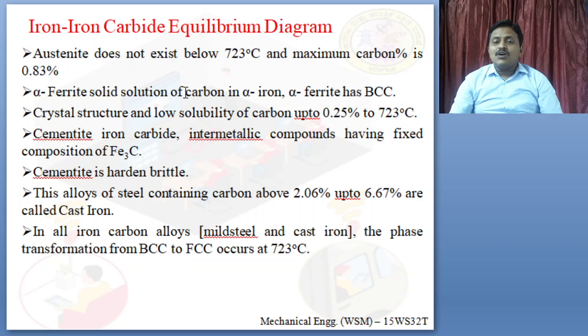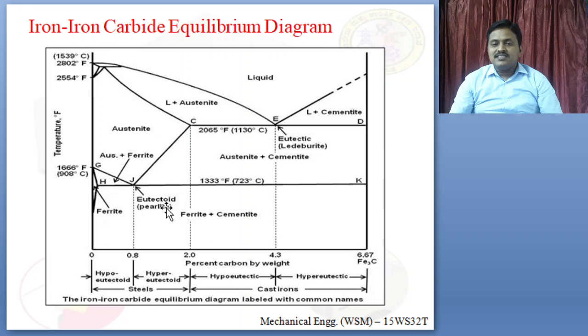Alpha ferrite is a solid solution of delta iron. Delta ferrite has a BCC structure, as I said. Above this, it is an FCC structure. When you heat, it converts from BCC to FCC. When you cool, FCC to BCC.